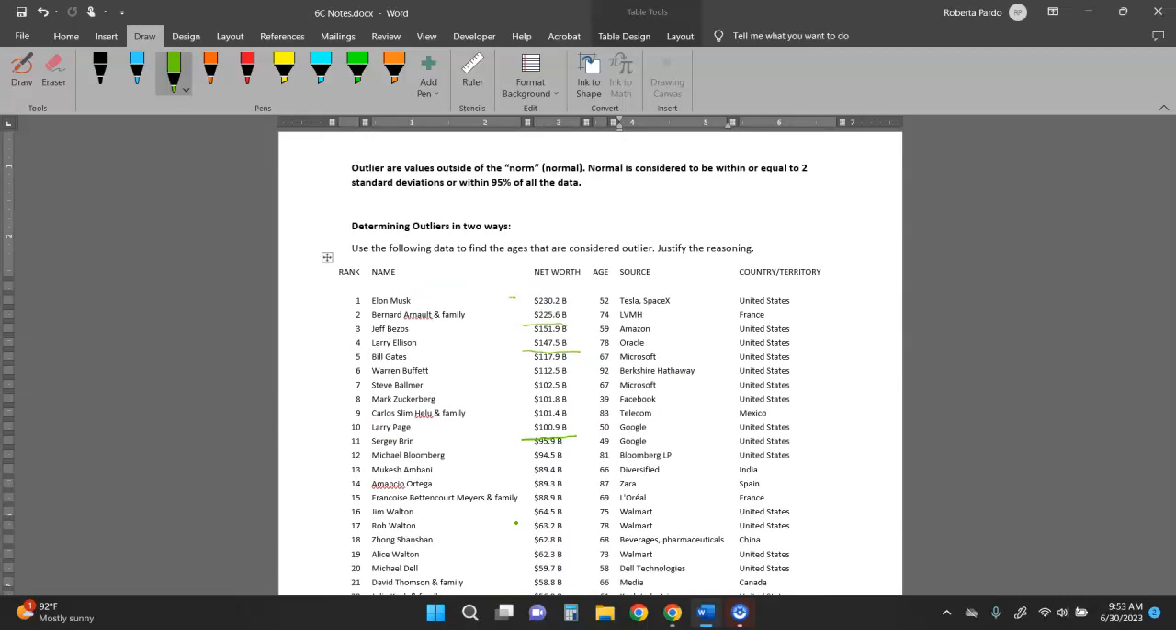So these two values are outliers. Everything else is considered normal.